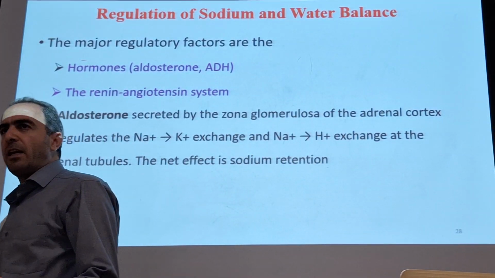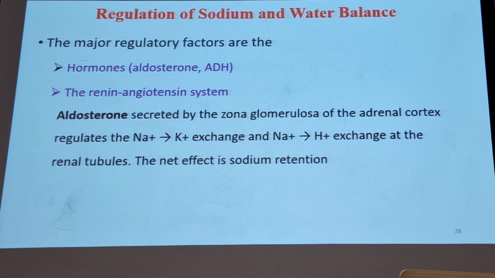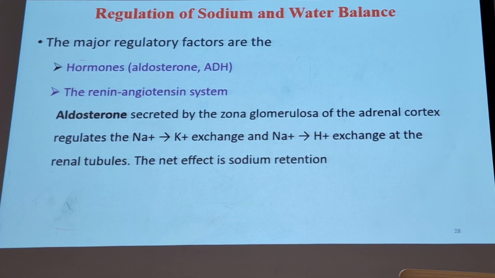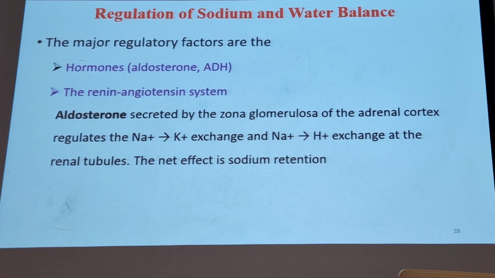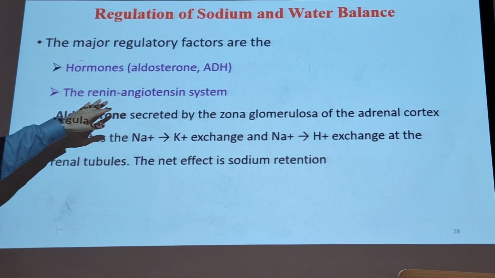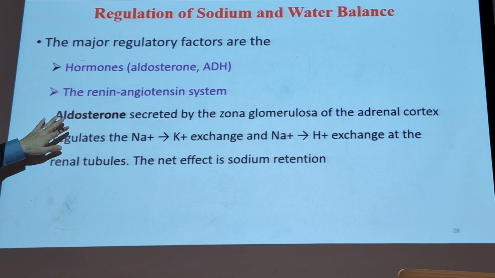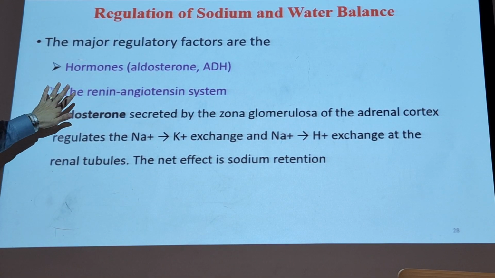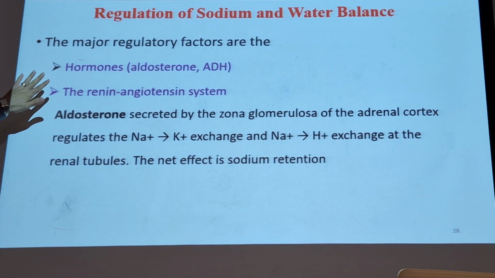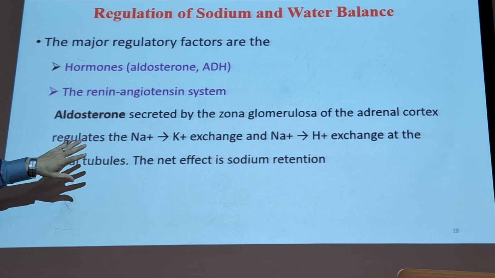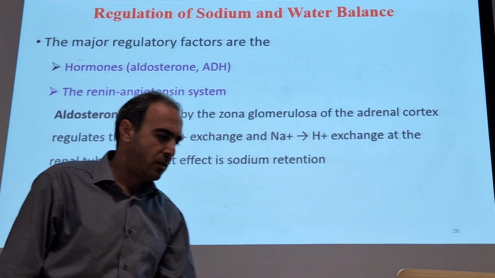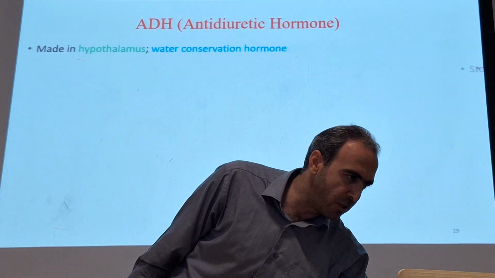How can we regulate these cations and anions and the amount of water? By some hormones, like aldosterone, ADH, and the renin-angiotensin system. I know you study about the renin-angiotensin system and also the action of ADH, I just bring a slide very briefly about their function.